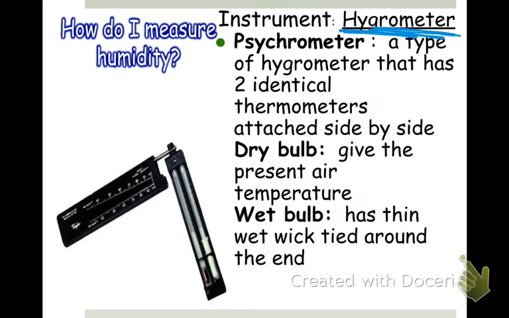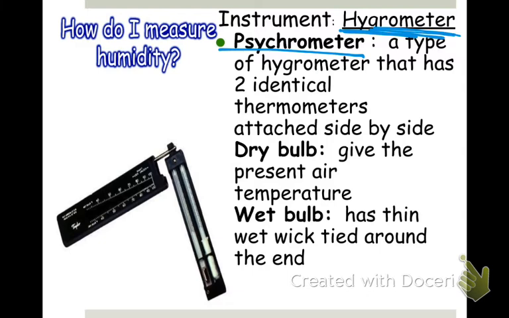However, we have a particular type of hygrometer that we look at, and that's called a psychrometer. So if I am asking you what tools measure humidity, you can say hygrometer, or you could say psychrometer. So you need to make sure that you know each of those, because you don't know what answer choices you could potentially have on a test.